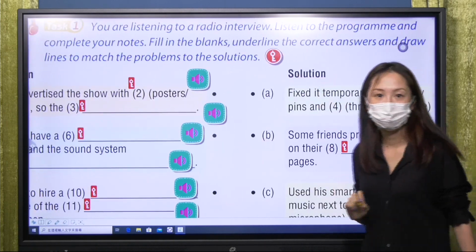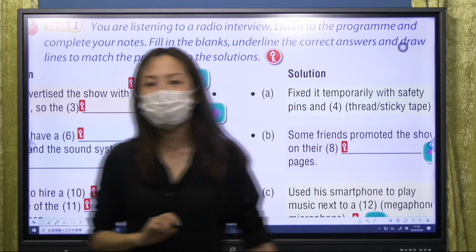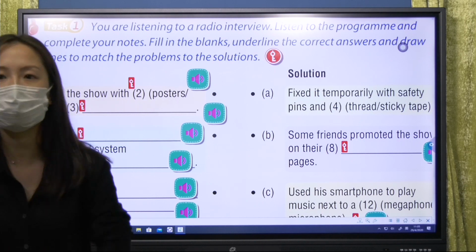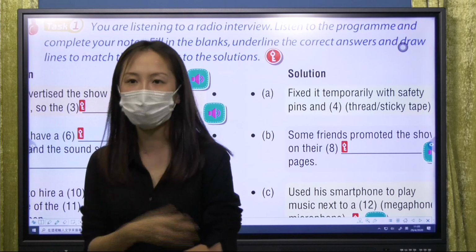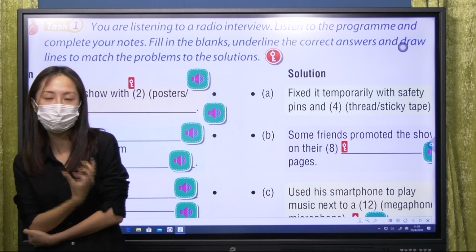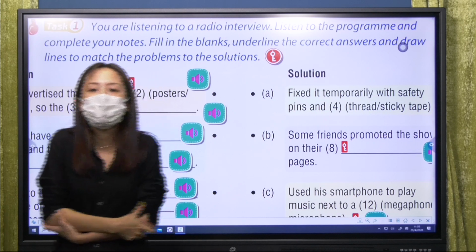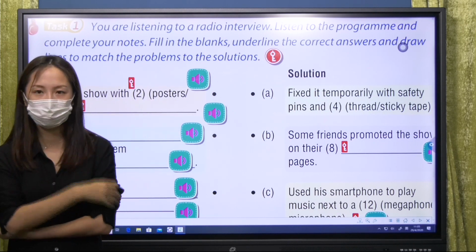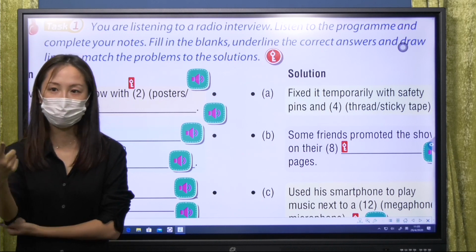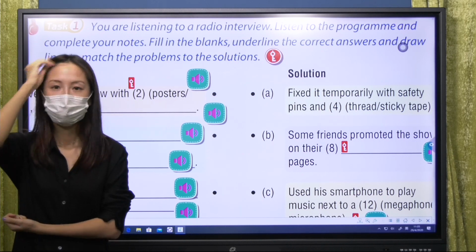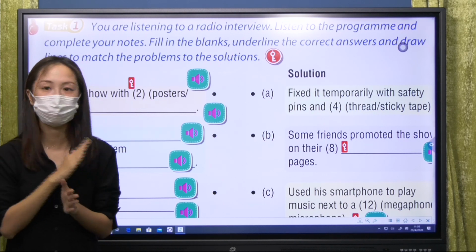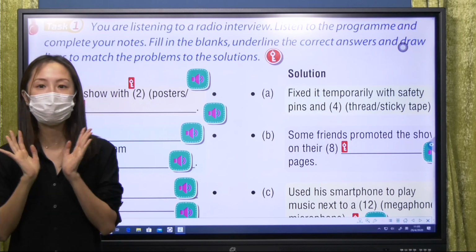So now, let's go to task 1. Let's read the questions together, okay? You are listening to a radio interview. Listen to the program, complete your notes, fill in the blanks, underline the correct answers, and draw lines to match the problems to the solutions. So you have to do 3 parts. The first one, fill in the blanks, and then underline the correct answers, and also matching. So there are 3 types of questions. You have to be very careful.